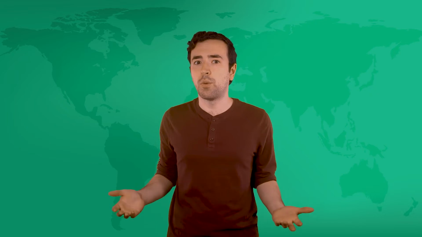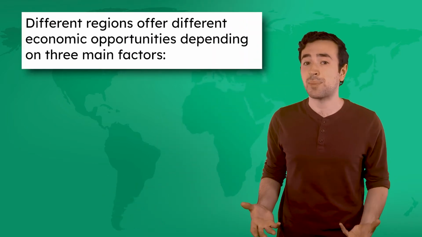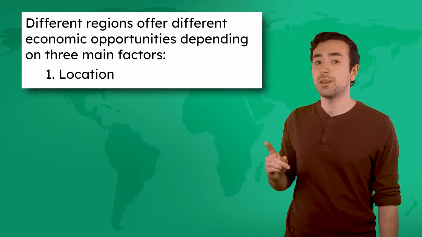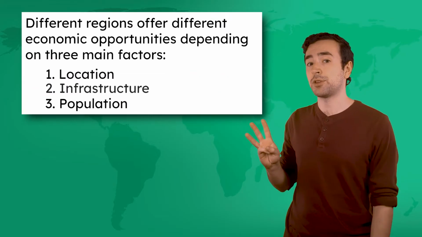Lauren wants to support her local economy by using products and services only from her own community. But not every place has access to all four levels of economic activities. Different regions offer different economic opportunities depending on three main factors: location, infrastructure, and population.